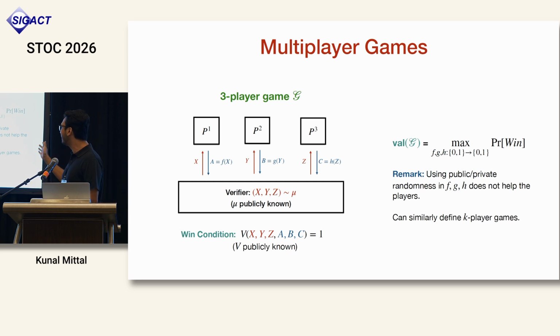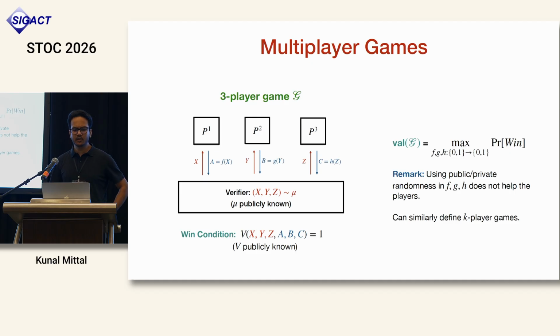And I will also make a small remark. Using public and private randomness in these functions f, g, and h does not help the players. You could, for example, just fix some best randomness and get the same value. And similar to this example of 3-player games, you can also define k-player games.